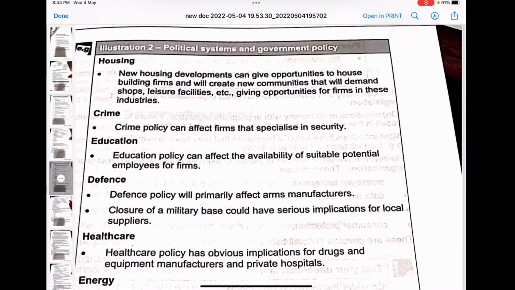The second one is crime. Crime policy can affect the firms that specialize in security. Education. Education policy can affect the availability of suitable potential employees for firms. Defense. Defense policy will primarily affect arms manufacturers. Closure of a military base could have serious implications for local suppliers.